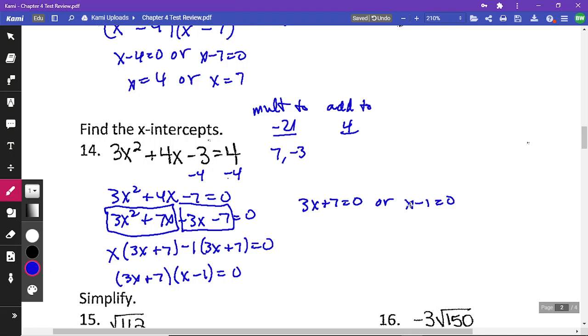So we solve that. We have 3x equals negative 7. Divide both sides by 3, and that leaves x equals negative 7/3. Oh, the other one is quick to solve. Add 1 to both sides, right? X equals 1, and you're done. Fix that. Make that a little neater. There we go.